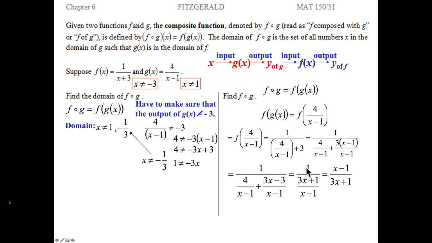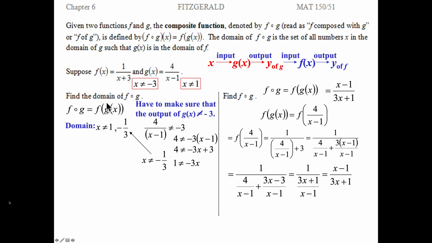Okay, now because it's 1 over this fraction, well, we don't divide by fractions. We multiply by its reciprocal. So x minus 1 over 3x plus 1 multiplied by 1 is no change. So here's my answer. Now, notice that if you were to take this denominator, 3x plus 1, and solve it for x, it would equal negative 1/3. And that's where you find that new value.